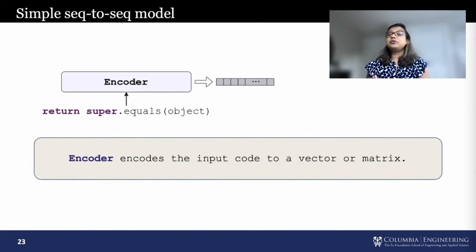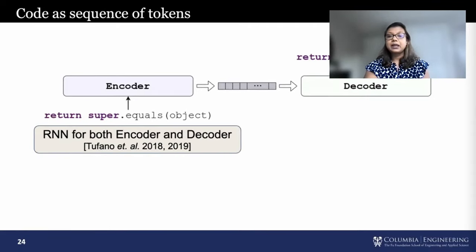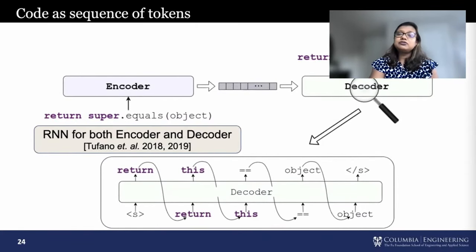So for that, a typical sequence to sequence model builds an encoder that first encodes the code, that is your before edit code. And then the decoder takes that representation and generates the after edit code. And you train this whole encoder and decoder together. Earlier research used this kind of setting, with a very simple RNN-based sequence to sequence model. However, the problem is that if you just use a simple RNN-based sequence to sequence model, your decoder generates the code token by token, right?